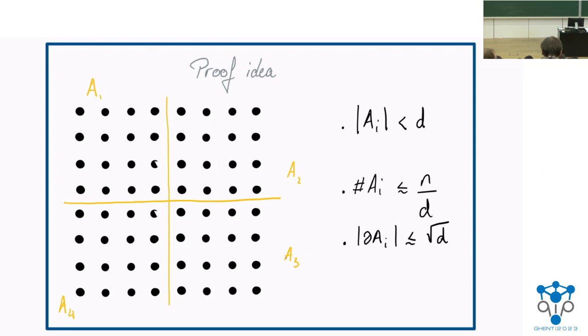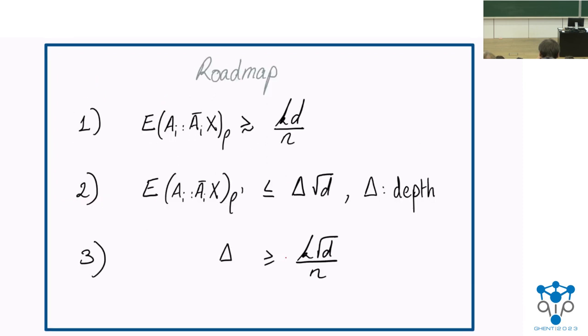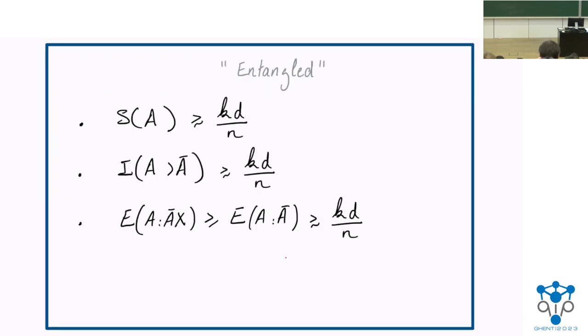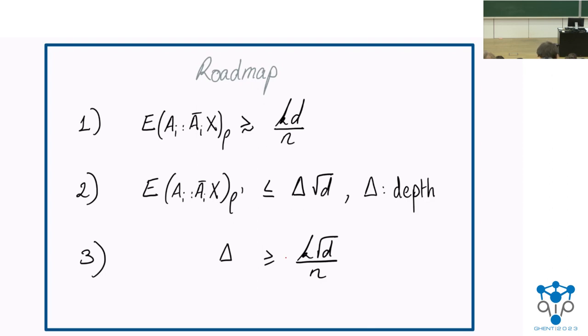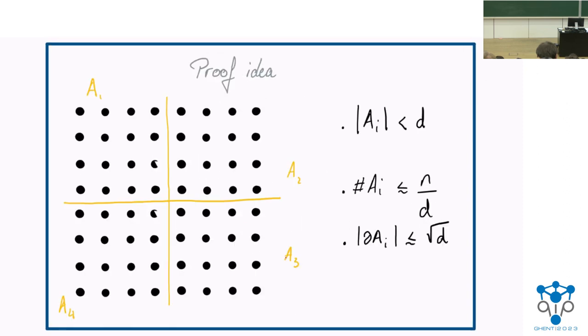Pictorially, this is what we're going to do. We have our lattice. We divide it into squares. Each square is going to have size at most d. We're going to have at most n over d of the squares. And each of the squares is going to have at most square root of d neighboring qubits. Right. Okay, so I think, sorry, it seems like there's a slide missing.